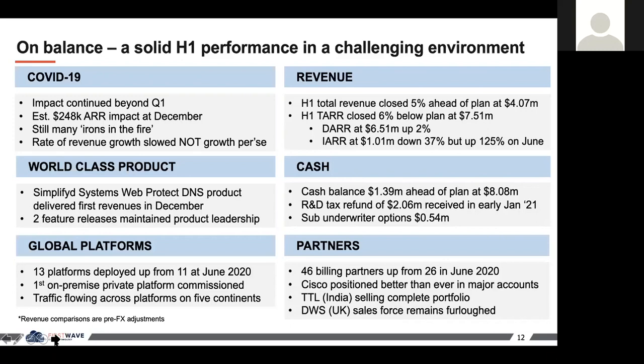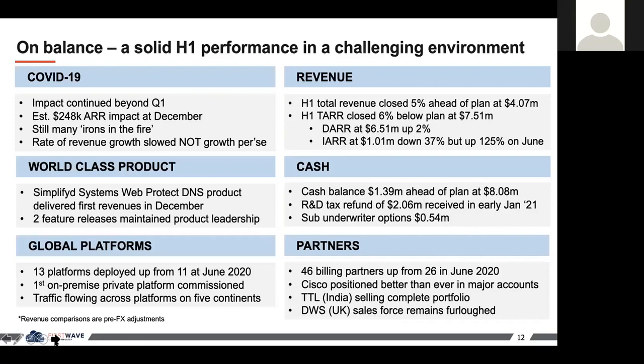On revenue, we closed the half 5% ahead of plan with total revenue of $4.07 million. Our total annualized recurring revenue closed 6% below plan at $7.51 million due to the international annualized recurring run rate underachievement in Q2. Growth in the domestic annualized recurring revenue, DAR, which was 2% ahead of plan at $6.51 million, partially offset the international revenue, which was down on plan, but at $1.01 million. I just want to say that that $1.01 million is up 125% from the June 2020 exit.